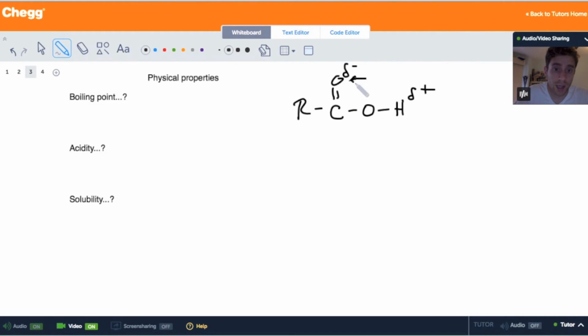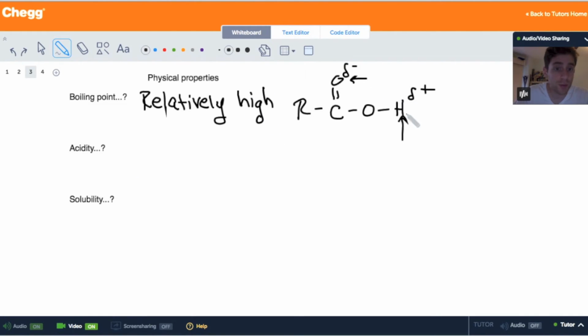This oxygen here is going to attract the partial positive hydrogens in other molecules of this carboxylic acid, while the hydrogen here is going to be attracted to the partial negative charge of the oxygens in other carboxylic acid molecules. So they're going to form hydrogen bonds between each other. So this is going to cause the boiling point to be relatively high because those attractions are pretty strong within hydrogen bonds. So we can say relatively high.